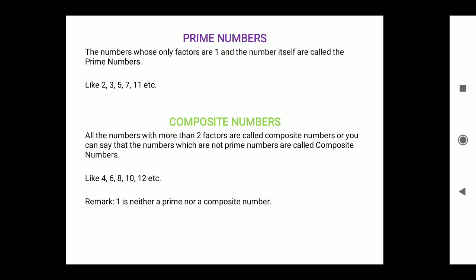If I ask you, what is a composite number? A composite number is a positive integer that can be formed by multiplying two smaller positive integers. Equivalently, it is a positive integer that has at least one divisor other than 1 and itself, like 4, 6, 8, 10, 12. Remark: 1 is neither a prime nor a composite number.